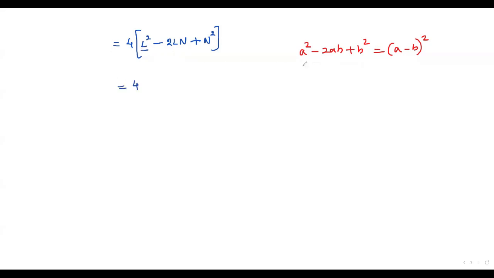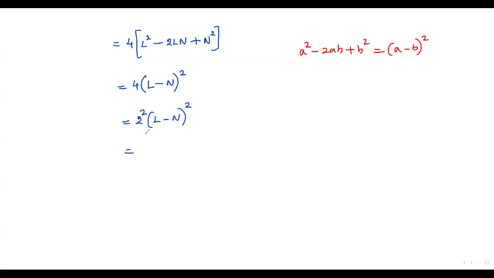Since we have L at the place of a, in the square of binomial over here, at the place of a we have to write L, and we have n at the place of b, so we have to write n at the place of b over here. Then this trinomial can be written as a square of a binomial, that is L negative n the whole square. Now actually this 4 is a power of 2. This 4 can be written as 2 square times L negative n the whole square.